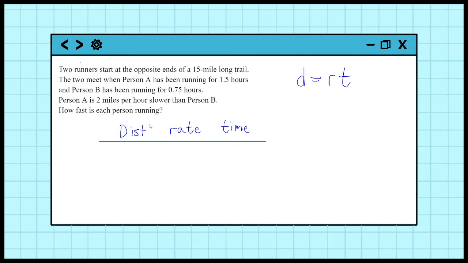So let's go ahead and read the question. As we're reading the question, I'm going to put some information into our little chart. The first part says that two runners start at the opposite ends of a 15-mile long trail. The two meet when person A has been running for 1.5 hours. So I'm going to start by saying person A has been running 1.5 hours. Person B has been running for 0.75 hours. Person A is 2 miles per hour slower than person B.